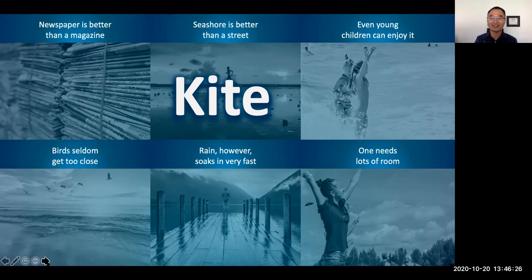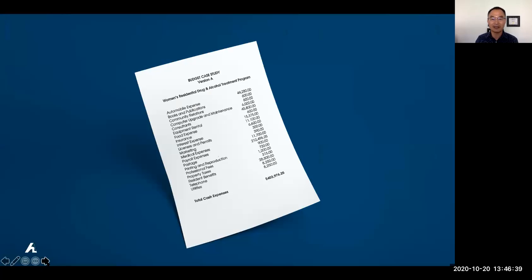So you see the difference, right? The first time you feel confused, what are you talking about? All scattered. Now we have a context called a kite. Then it all makes sense. So this is an example.